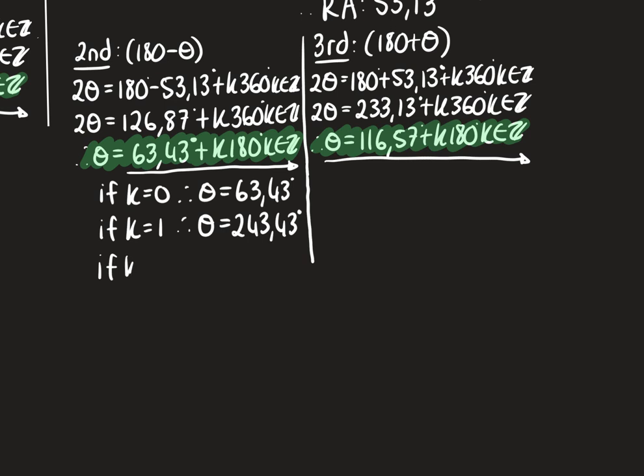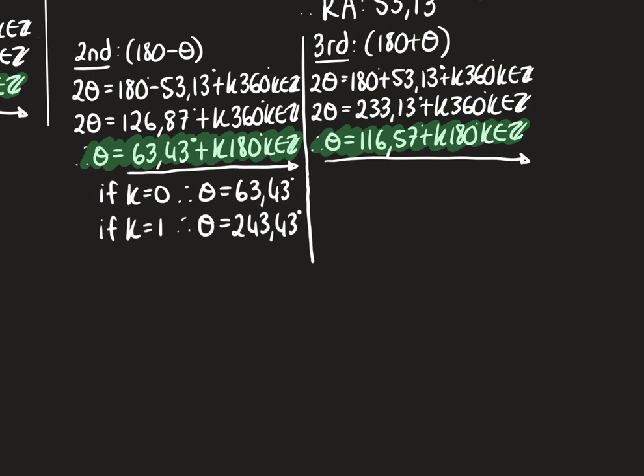Now, let's have a look if I make K equal to 2. Theta is going to equal 360 now, plus the 63.43, 423.43. Do you agree with me that that is no longer falling in my domain, which means I do not include it as one of my answers? Okay. So just bear that in mind.